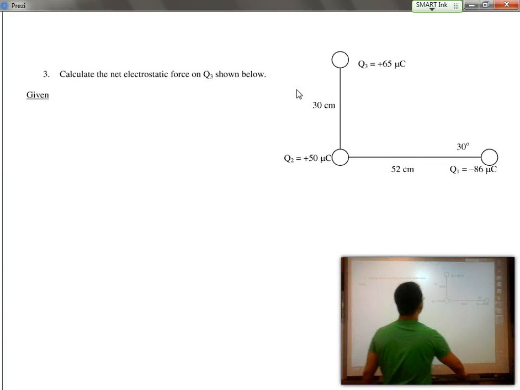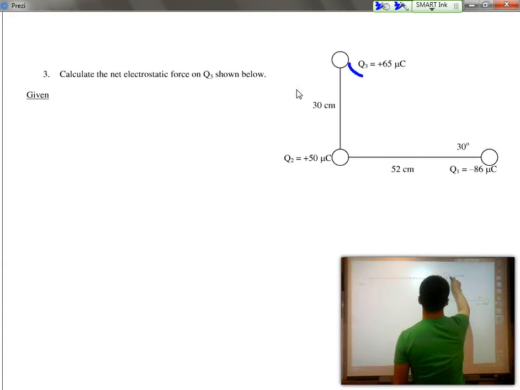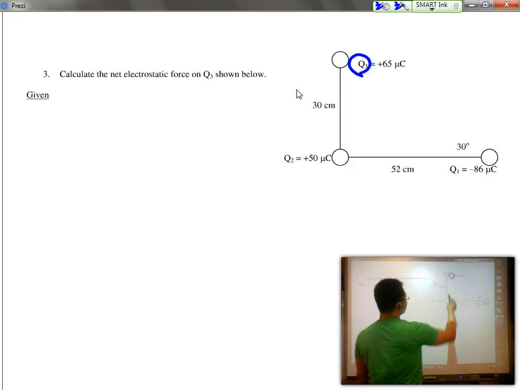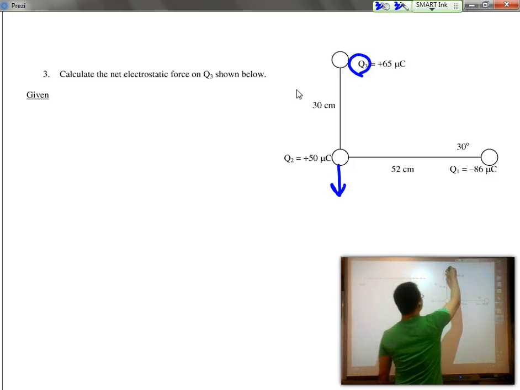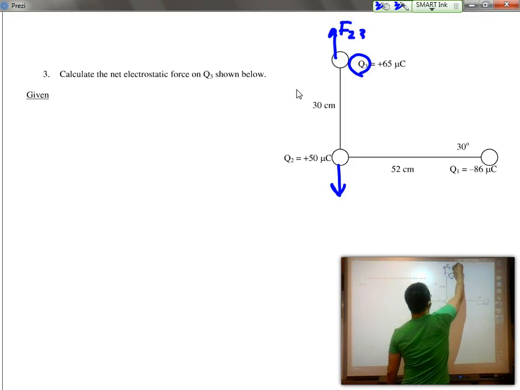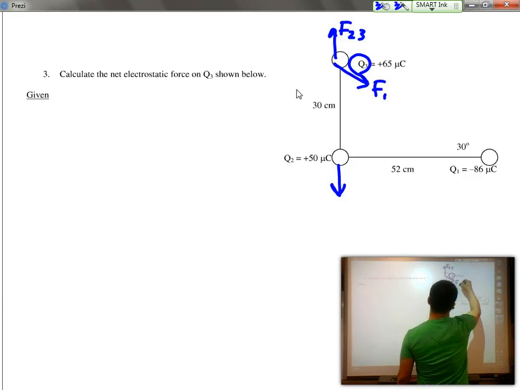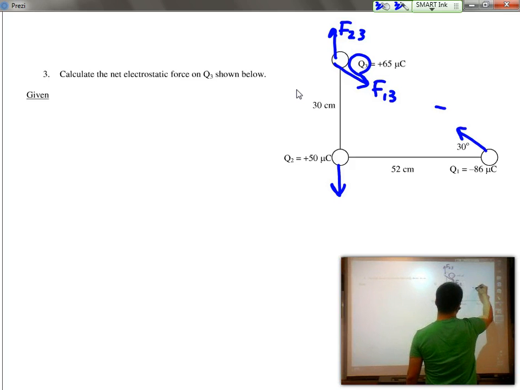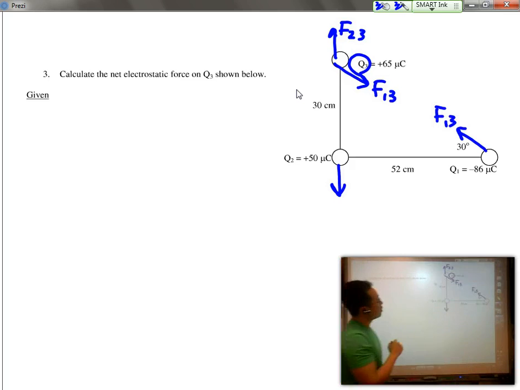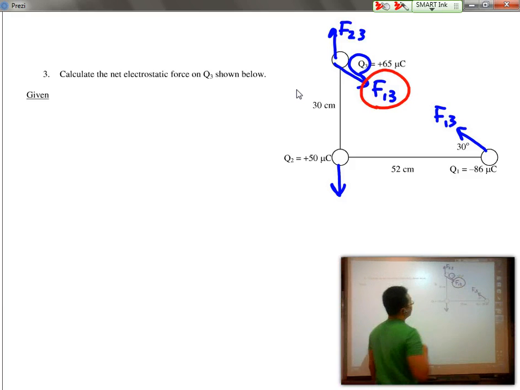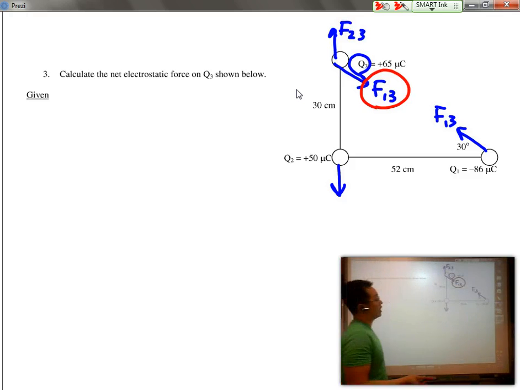In this question over here, we're trying to look for the total force on charge 3. Now we know 2 and 3 are going to repel away from each other, so here's F23, and charge 1 and 3 are going to attract towards each other. So this problem is made more difficult because of the fact that I'm going to have to take this force and break it down to x and y components after I actually solve. But let's just actually first solve for F13 and F23.